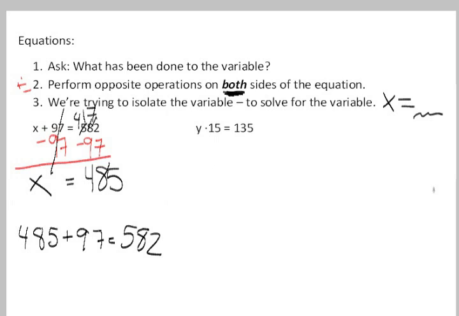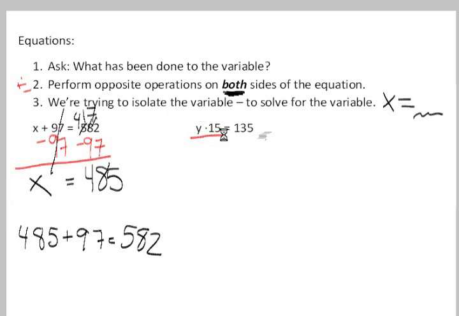Let's take a look at another example. Here we have y times 15 equals 135. So what we need to do is say, okay, what has been done to y? Well, it has times 15 with it. It has been multiplied by 15. So we're going to do the opposite of multiplication, which is to divide. And we're going to divide by 15 on both sides of the equation.